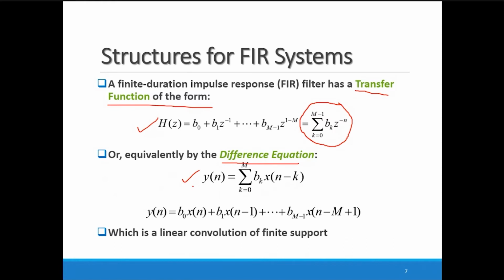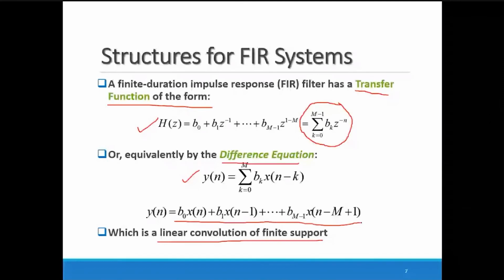If you expand this equation, the terms are b0 x(n) plus b1 x(n minus 1) plus up to b(M minus 1) into x(n minus M plus 1), which is a linear convolution of finite support. Here whatever we are doing is nothing but performing the linear convolution in the time domain with finite support, because our range is finite over here, so we can say that it is a linear convolution of finite support.